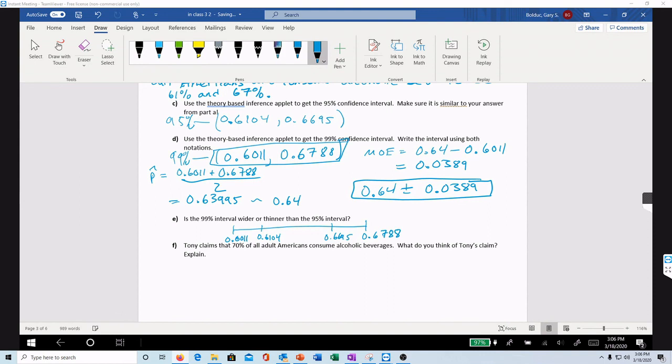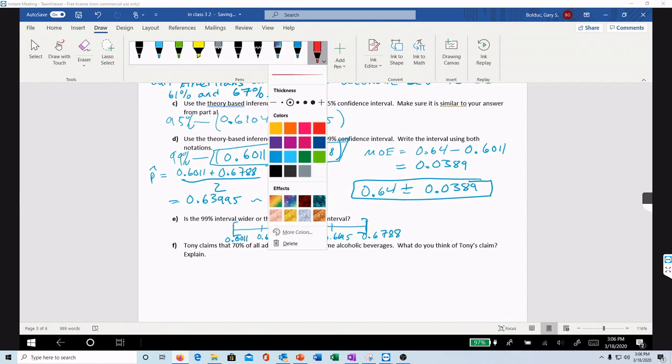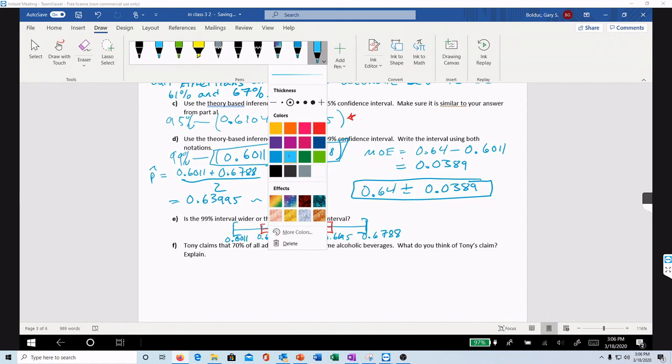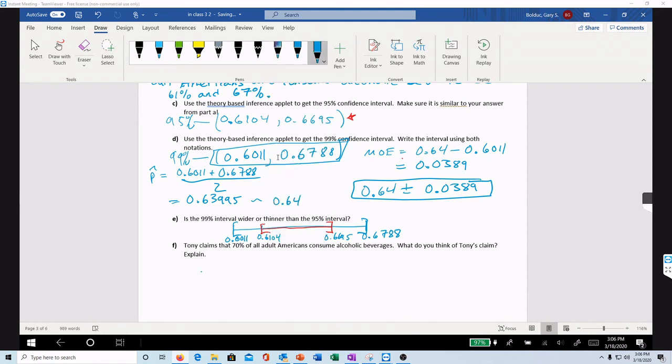So what I end up seeing is that my 99%, that's here, is bigger than my 95%. That's just this middle one. So that's in red. All right, so I got wider. So we got to think about this. Why should it be that if I'm more confident, I have to give you a larger range? So think about that. I'm more confident.